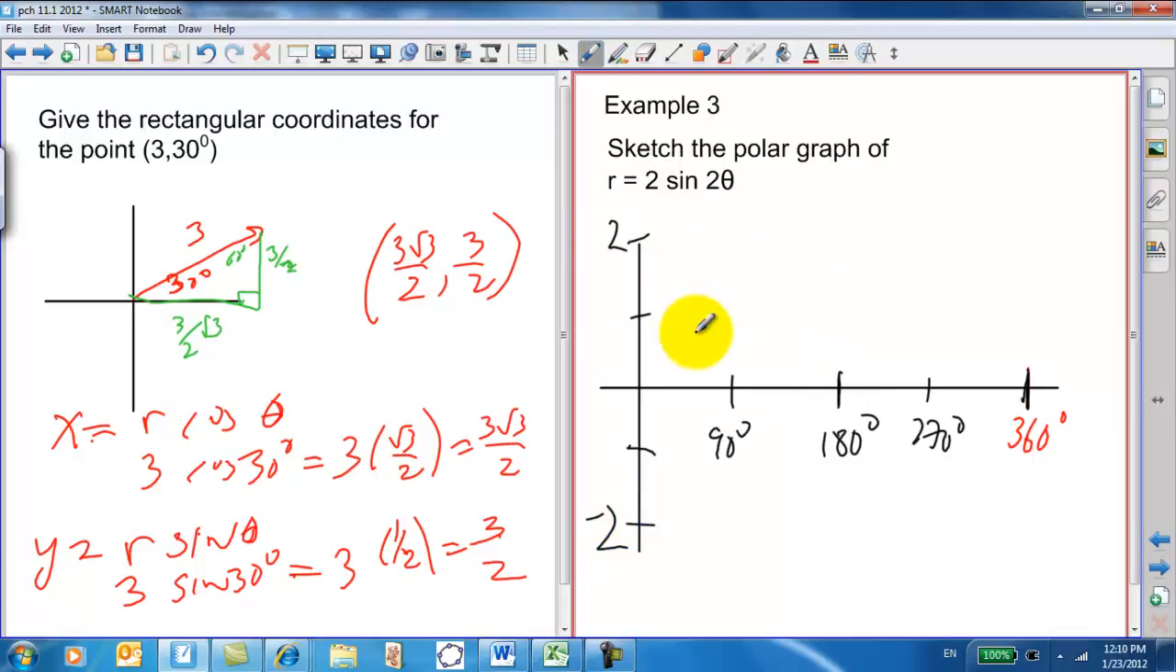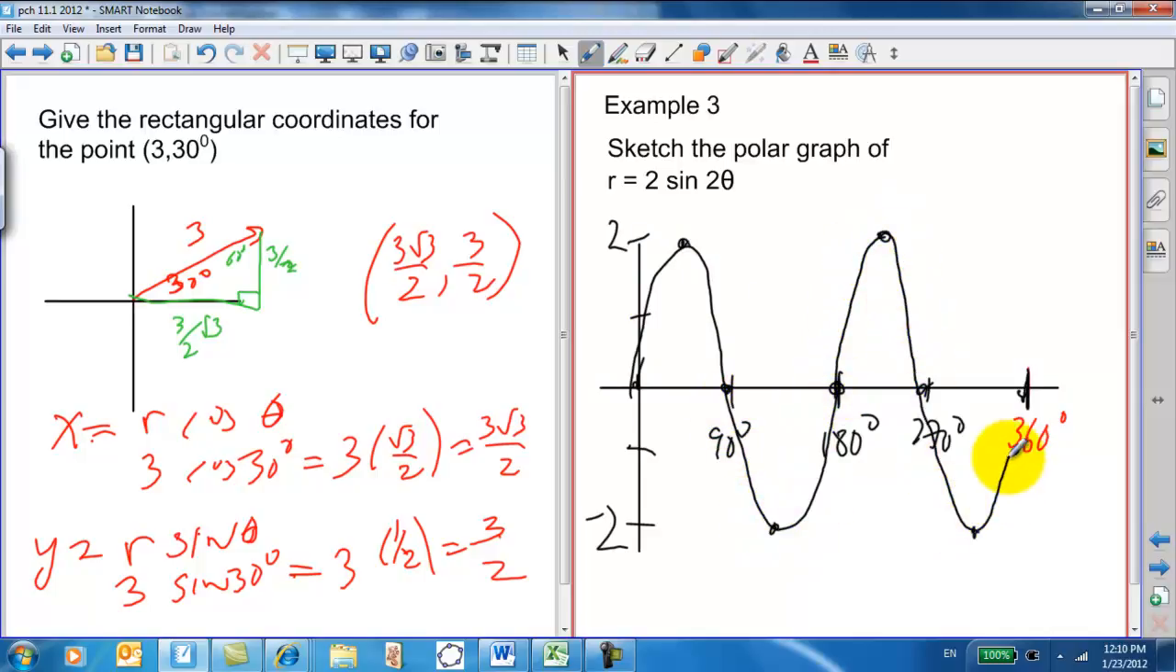And since it's 2 theta, we're going to do a complete cycle of the sine in 180 degrees. And then we have a whole other sine cycle here. It's important to do both because in polar graphing, you want to go all the way from 0 to 360. You want to run the gamut. And we're going to come up with a bunch of points here. We have a bunch of polar guides at 0, 90, 180, and 270.